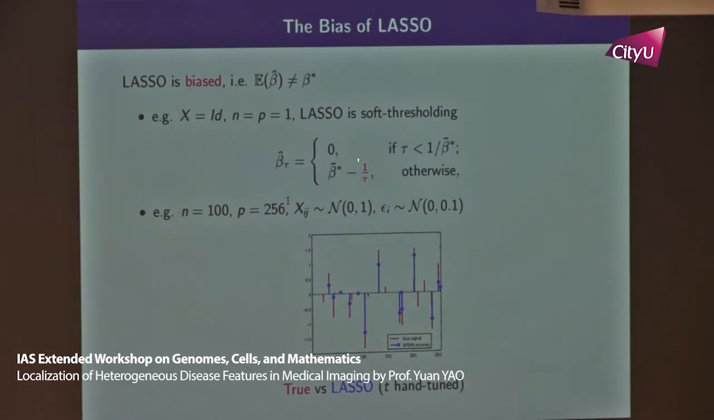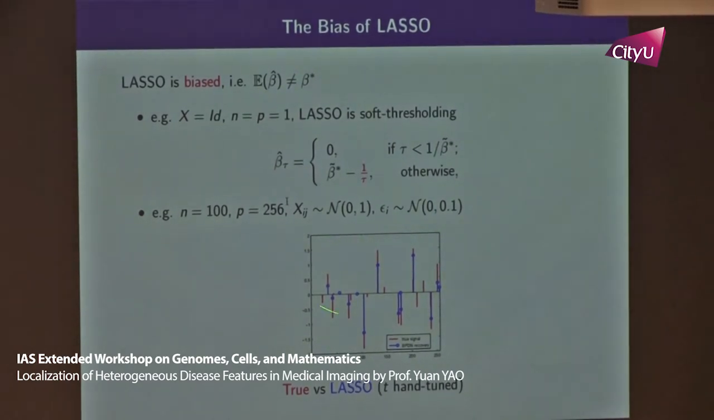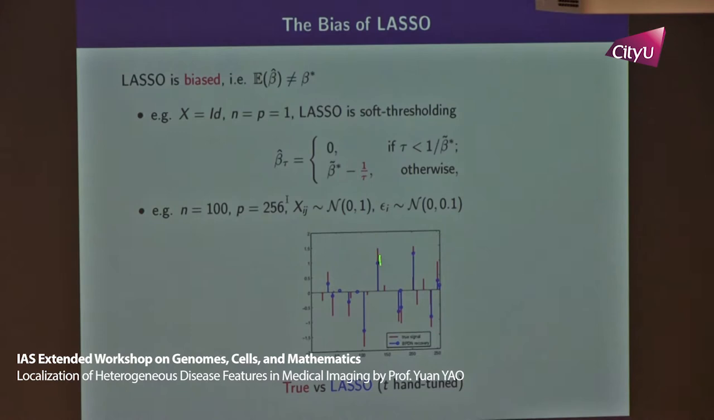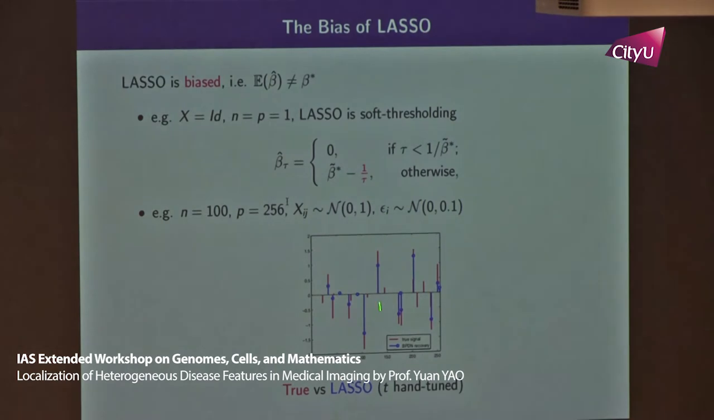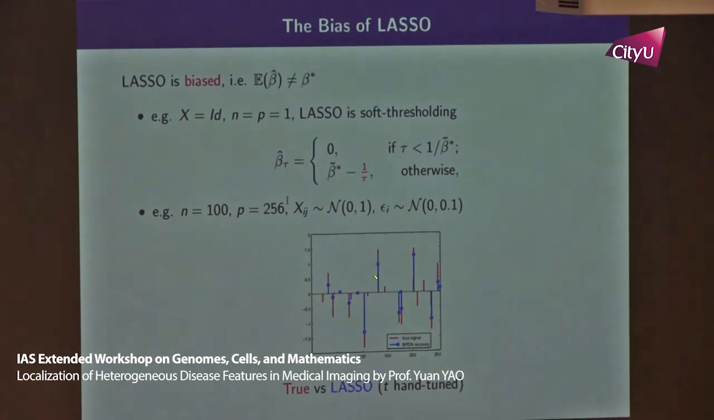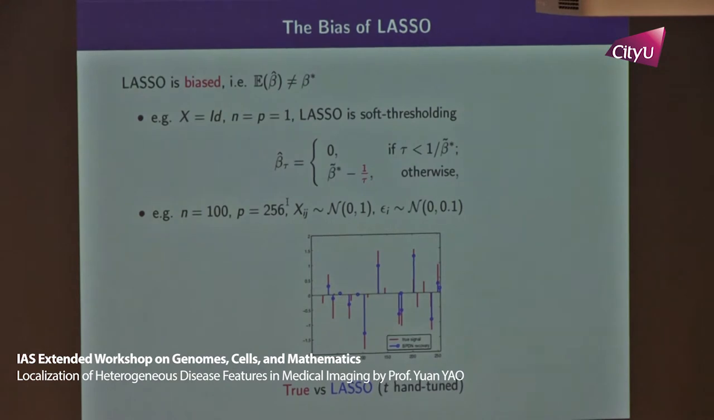This 1 over tau is a constant. It's not a random variable. It never vanishes. So that accounts for the shrinkage effect, or the bias effect, of lasso. If you do a simulation, we take 100 measurements and 256 dimensions, and take this sparse signal or parameter. The red bar represents the original parameter, and the blue bar represents the lasso estimator for a certain tau. You can see the shrinkage of the estimator from the original one. This illustrates the bias issue for lasso.